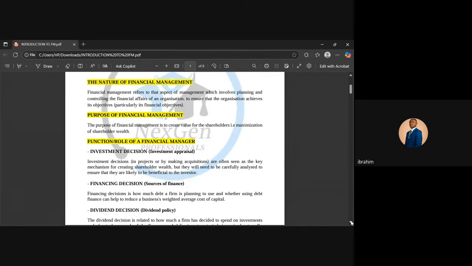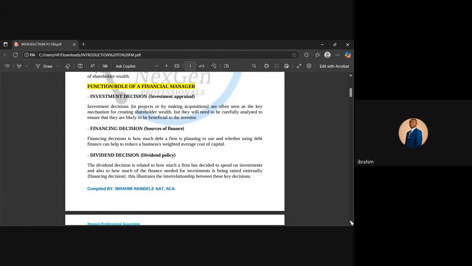Shareholders are part of the stakeholders. So how do we create value for them? We've explained in our previous class. The function of a financial manager: when you identify a project that is viable, right? You need, as a financial manager, to identify a project that is actually viable, or an acquisition or merger. Then after that, you need to say, how do we source for this finance?